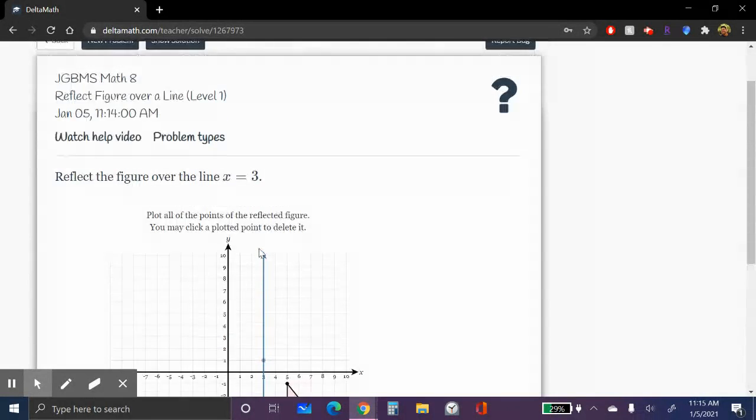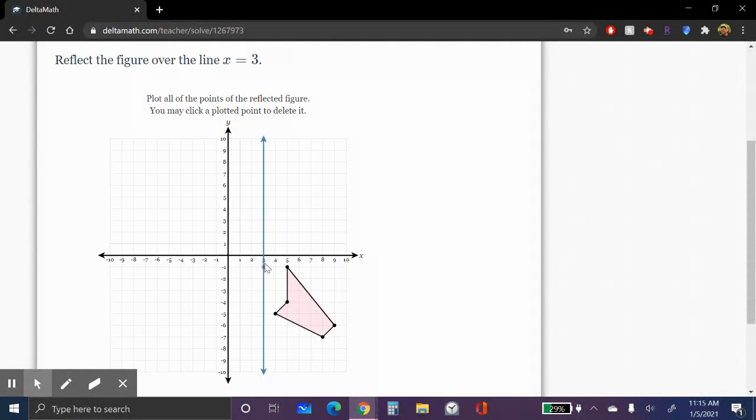So we're going to reflect this image over this line, x equals 3. We notice this point goes 2 to the right. That means its reflected point is going to go 2 to the left from this line. This point goes to the right, and this point goes 2 to the left. 1 to the right, 1 to the left.